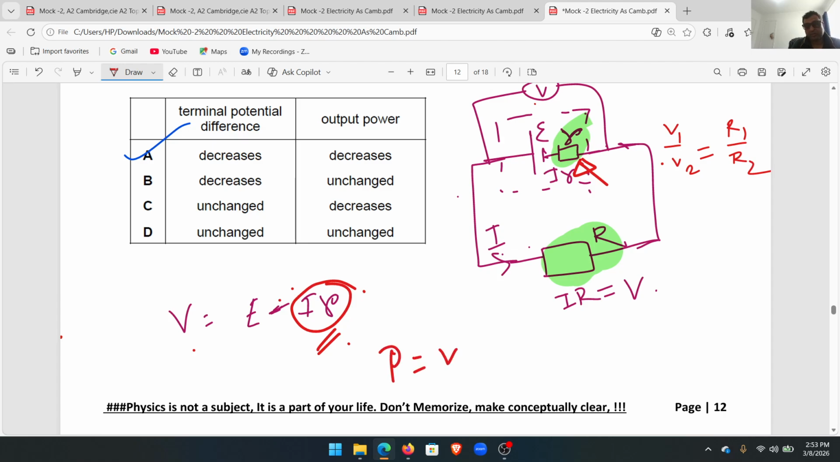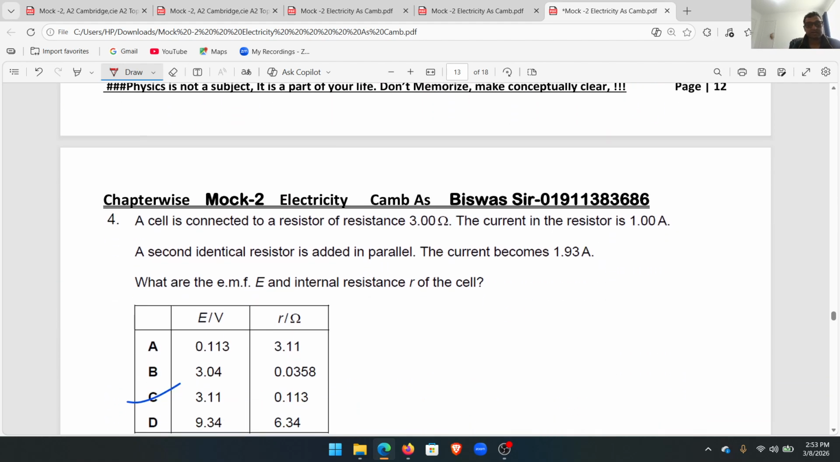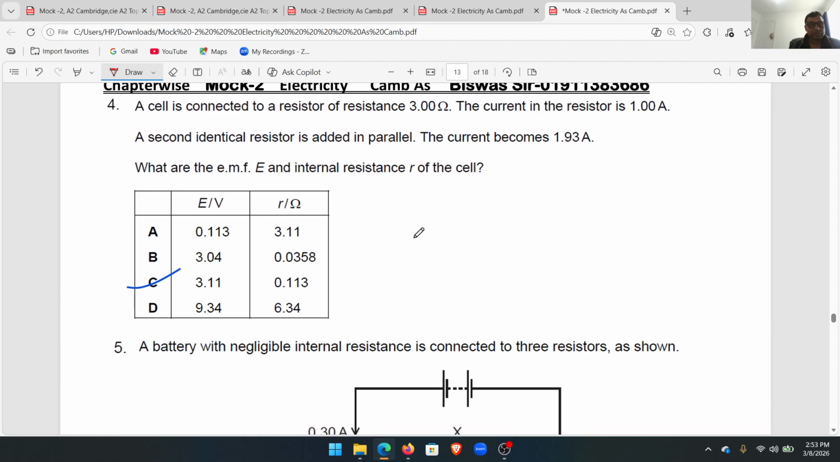Now, what happens to the output power? Output power is actually VI, but we cannot comment on I because I will be changing too. So I can change it to V squared by R. This V is the output PD, that means the PD given to the capital R, right? So if terminal PD decreases, definitely output power decreases. So A is the correct answer. Okay, now come to the next.